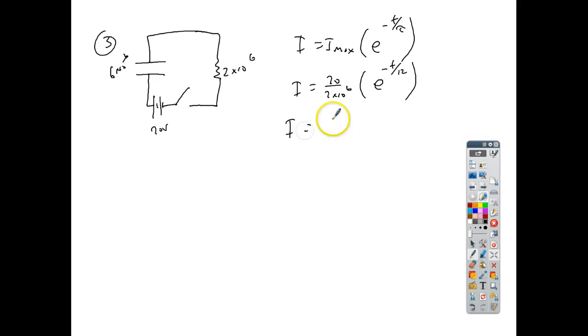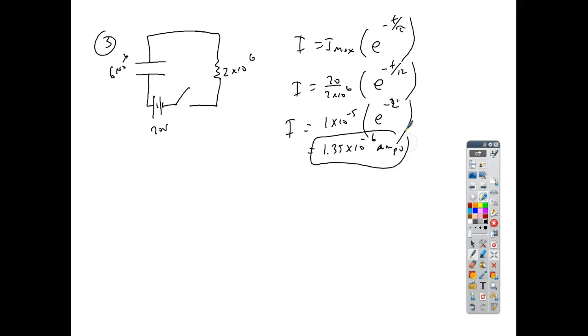So I equals 1 times 10 to the negative 5th, e to the negative 20 over 12, right? So I just put that in my calculator. What do I get? I equals 1.35 times 10 to the negative 6 amps. Everybody got that for an answer? Good everywhere? All right, do number 4.